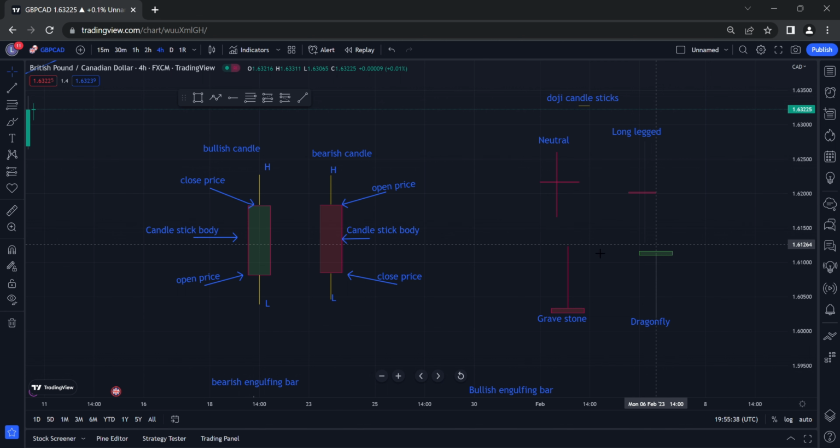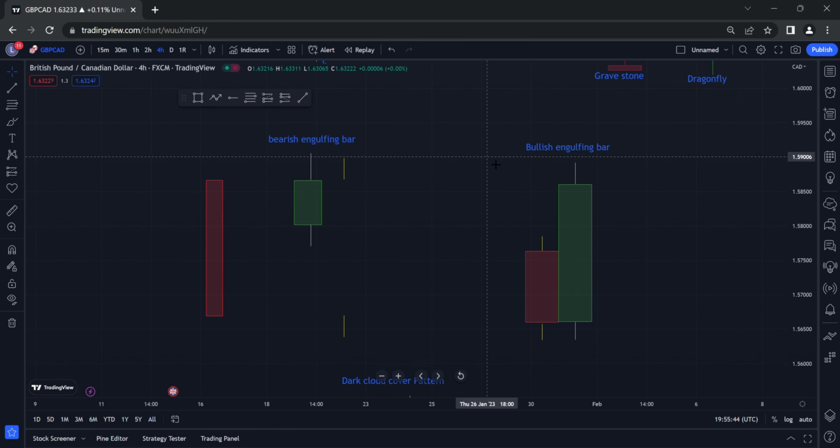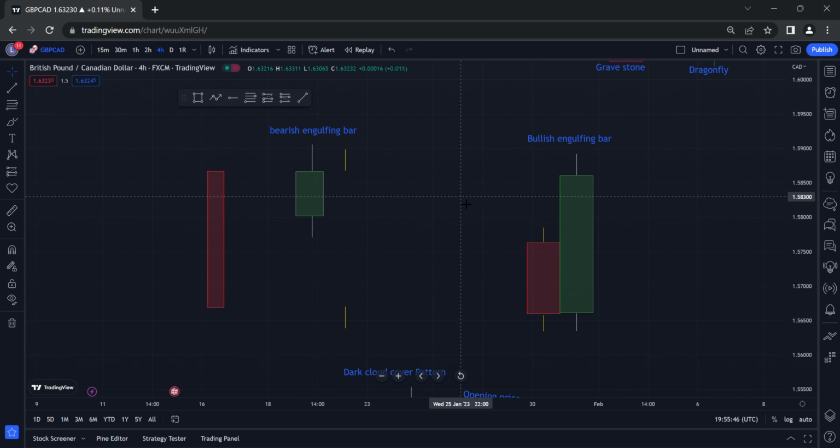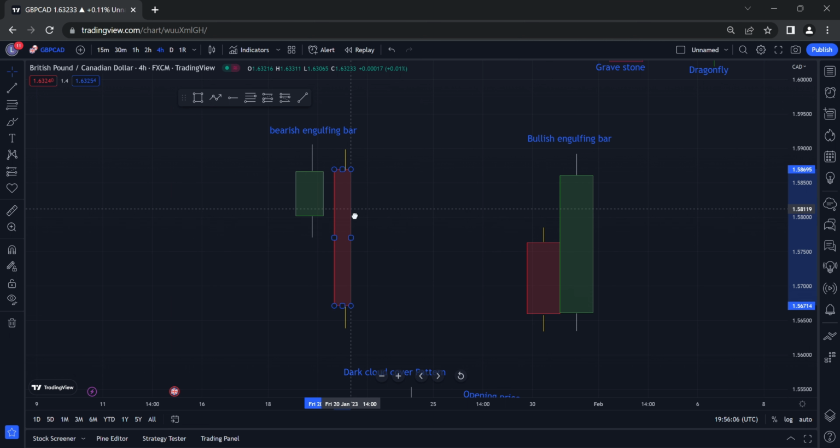Okay, so let me go to the next ones. These are examples of candlesticks that we use in the market. They are mostly used in supply and demand and in price action.